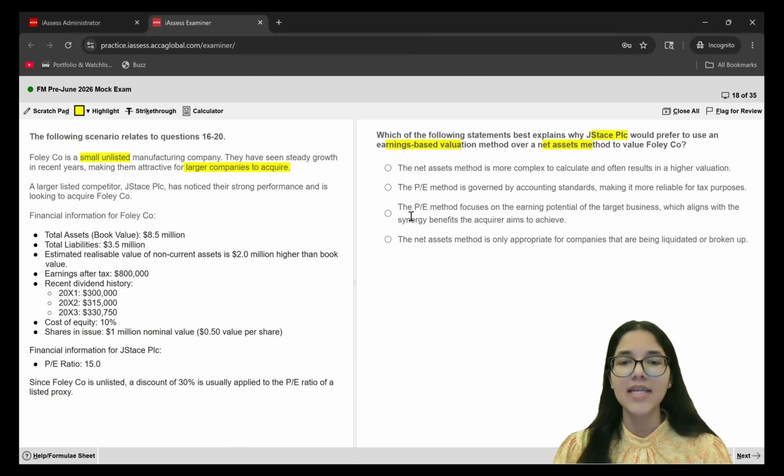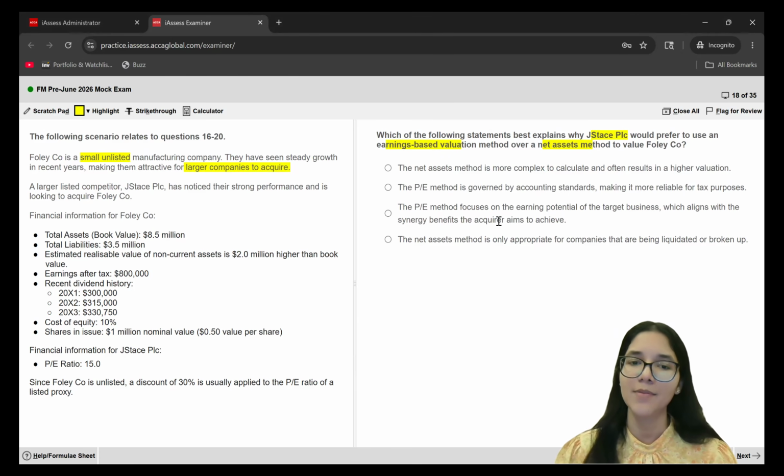The third statement says PE method focuses on the earning potential of the target business, which aligns with the synergy benefits that the acquirer aims to achieve.